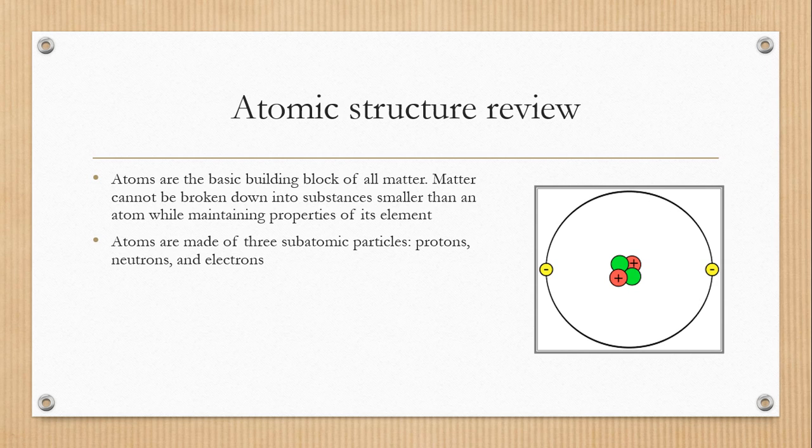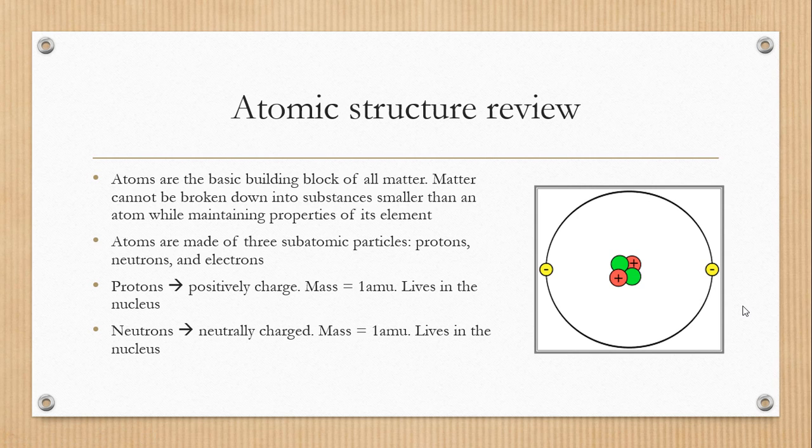Atoms are made of 3 subatomic particles: protons, neutrons, and electrons. Protons are positively charged. They have a mass of 1 AMU, which is atomic mass units, and protons live in the nucleus of an atom. This center bit here, that's our nucleus. Neutrons are neutrally charged, meaning they have no charge. They also have a mass of 1 atomic mass unit, and they also live in the nucleus. So you'll see here this little red plus sign is our proton, and this green circle with no charge in there is our neutron, both of these making up our nucleus.